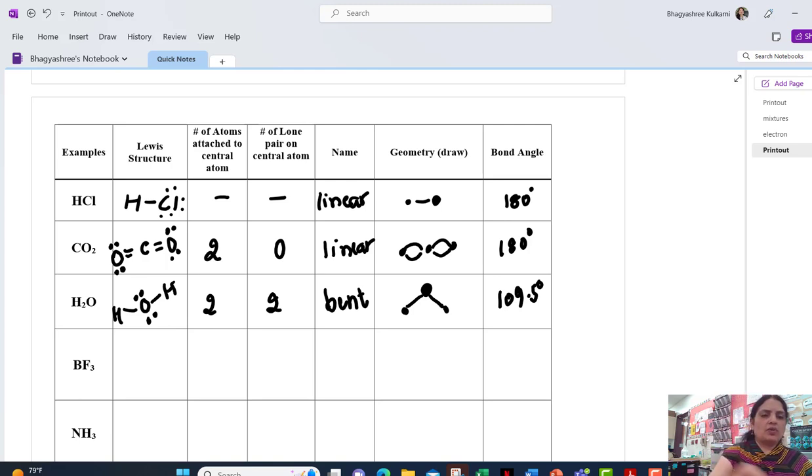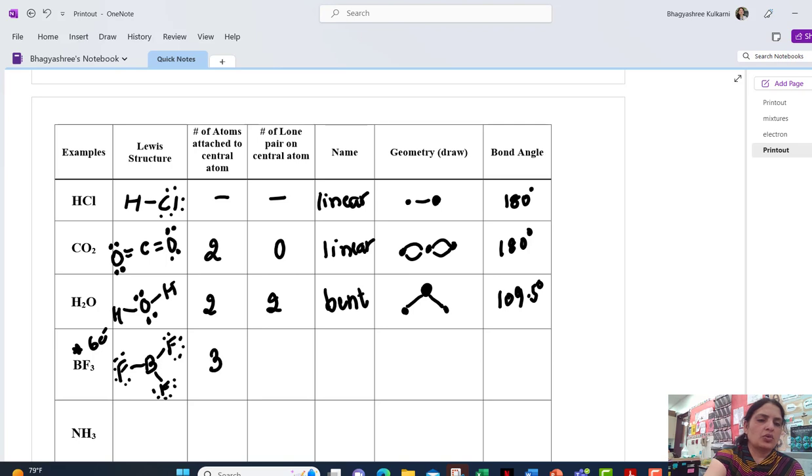So BF3 we are going to draw as boron in the center and 3 fluorines. Remember, boron is a special atom. It is happy with only 6 electrons. So boron bonds with only 3 fluorine atoms. Because fluorine is highly electronegative, it won't form any double bonds because it is not going to part with a lone pair of electrons.